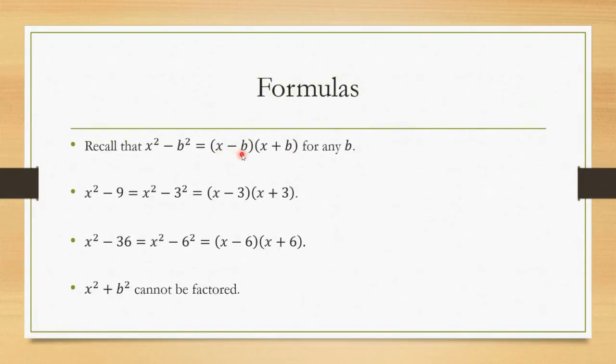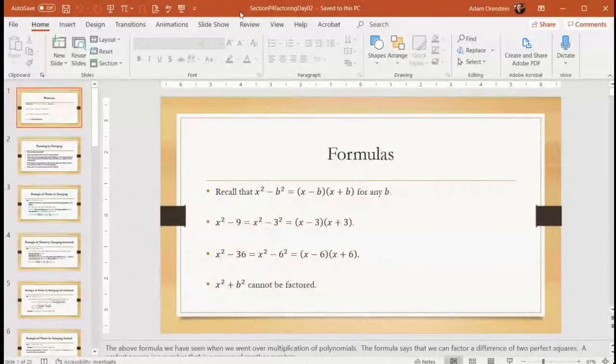And you can do that for any number b. So for instance, if you had x squared minus 9, you can factor that easily from this formula. We have x squared minus 3 squared, and you end up getting x minus 3 times x plus 3. Okay, so that's what we get here.